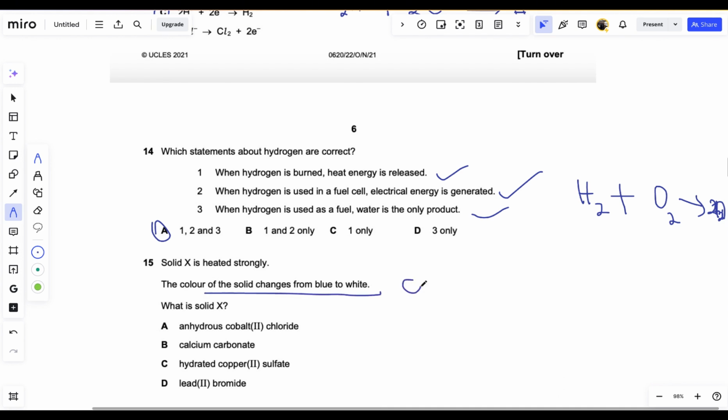Copper changes from blue to white when it's heated. Copper is blue. When you heat it, you get a white precipitate. So aqueous cobalt 2 chloride, no. Calcium carbonate, no. Hydrated copper 2 sulfate, yes. Hydrated copper 2 sulfate. Copper 2 sulfate.